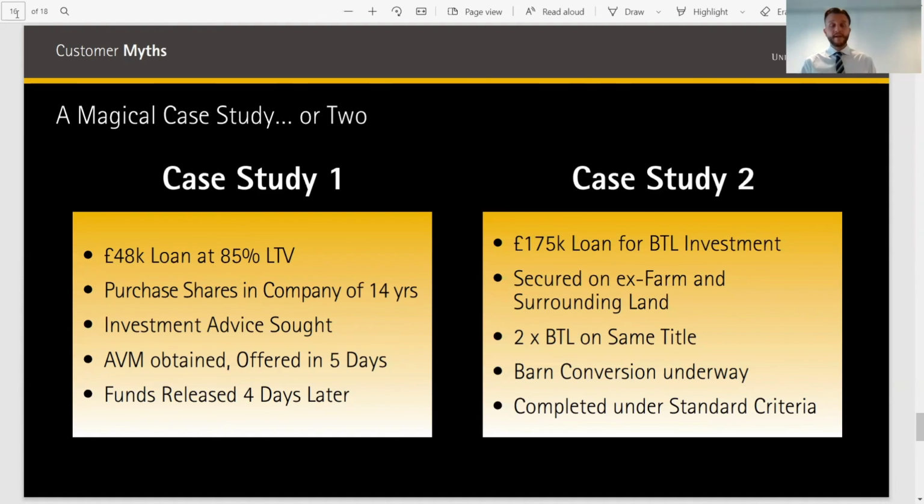Second example here is a 175 grand loan for a buy-to-let investment. We've been seeing quite a lot of these actually recently, customers looking to raise finance on their main residence to plough into buy-to-let. The security was actually an ex-farm and the surrounding land, and there were 2 buy-to-lets on that same title. Now, we checked to make sure there were no agricultural restrictions in place, but we were able to proceed and completed that under our standard criteria. That wasn't an exception.